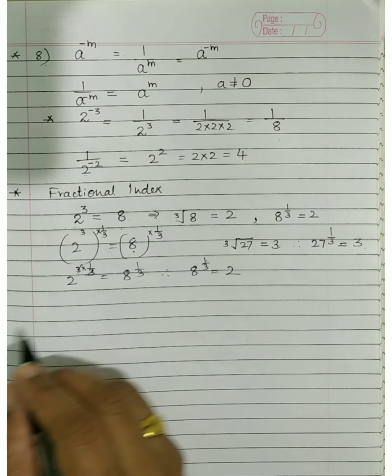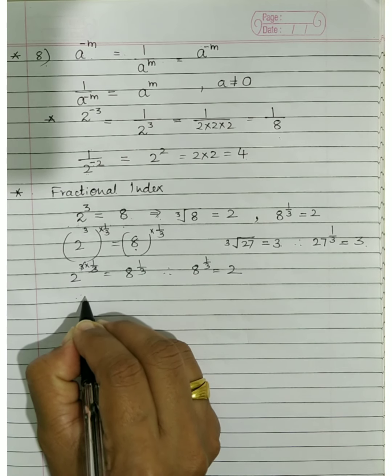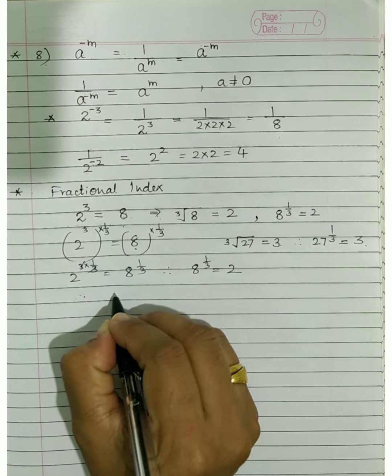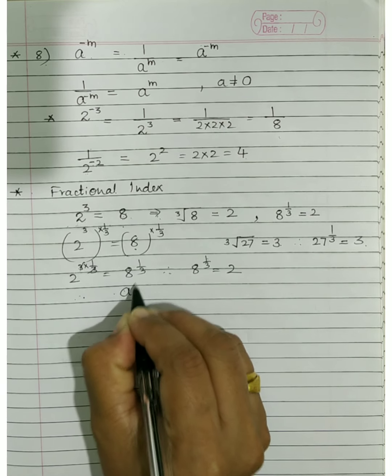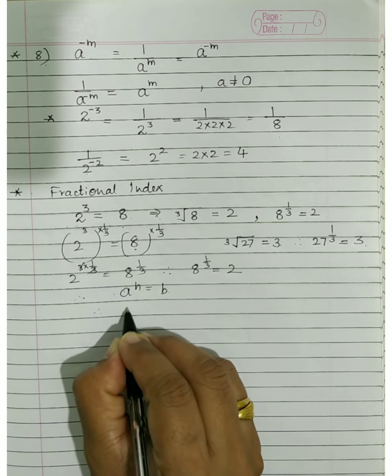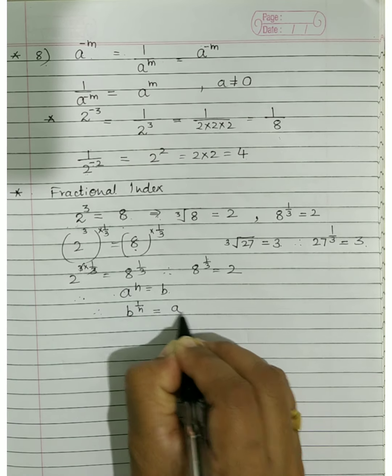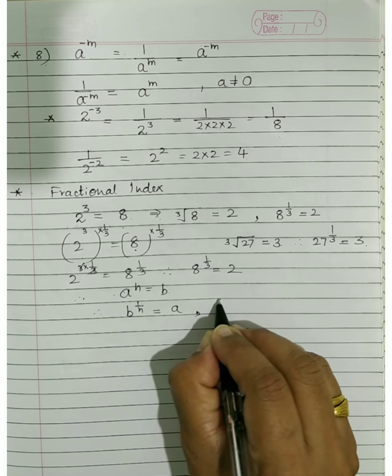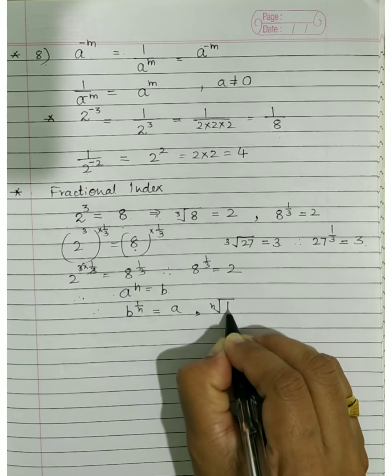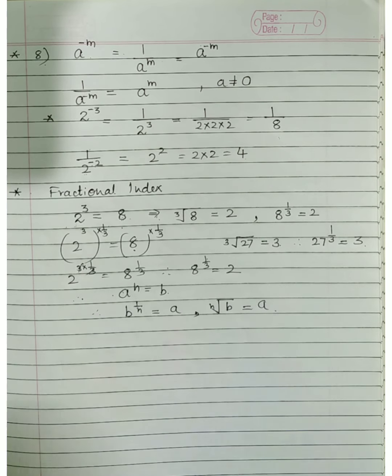So what we understand here is that suppose a raised to n is b. Then we can have b raised to 1 upon n is a, which can also be written as nth root of b. Nth root of b is equal to a.